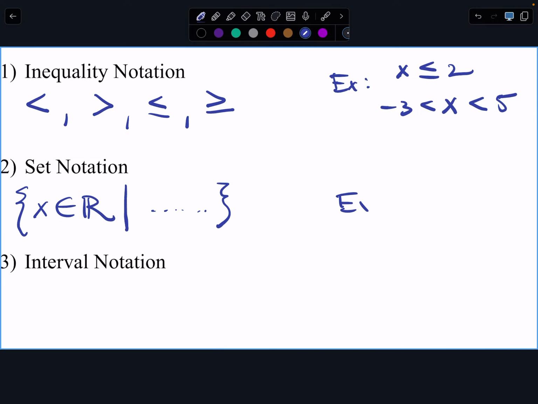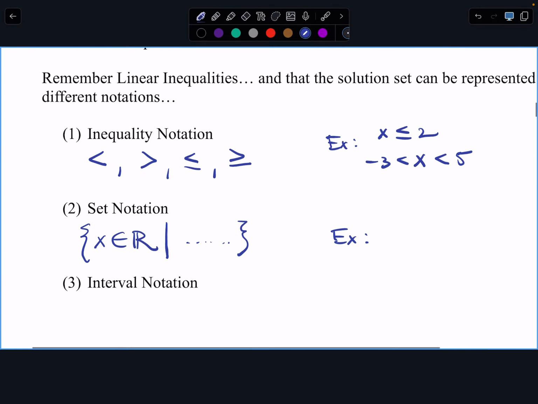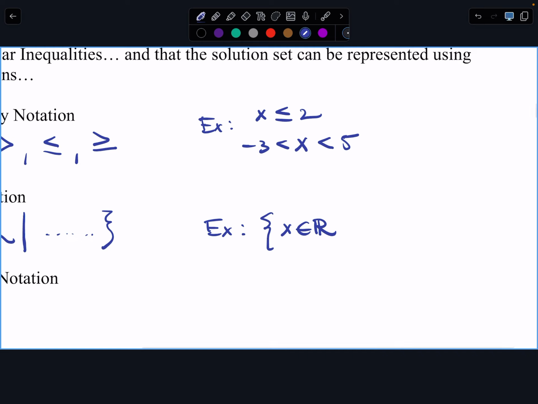So for example, if I wanted to represent the solution set or the inequality x is less than or equal to 2 in set notation, I would say curly bracket, x is an element of the real numbers, which x could be an element of the integers or a natural number. But we're talking real numbers, so any real number. And that vertical line again means such that, and then I just state the inequality. So I would say x is less than or equal to 2.